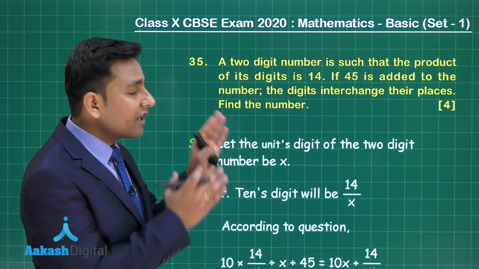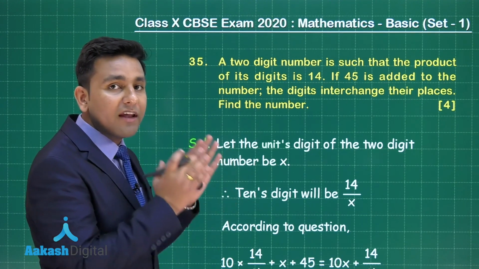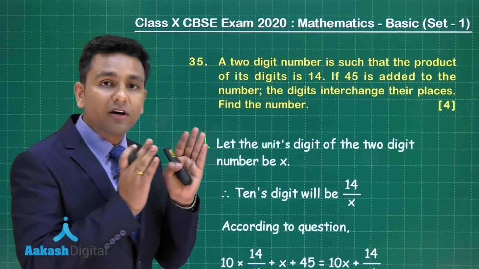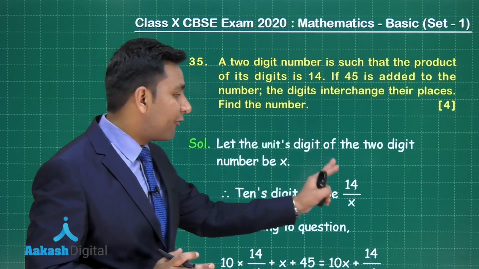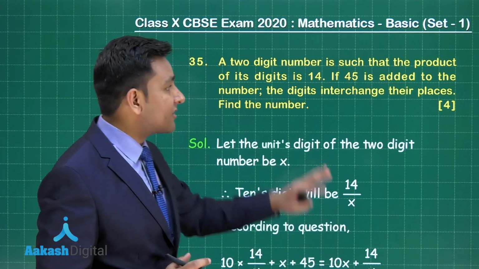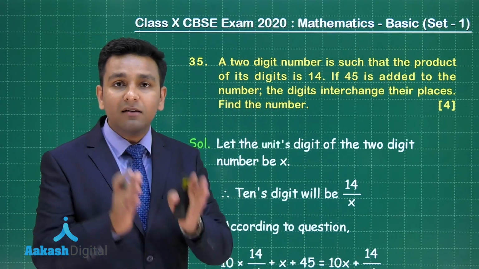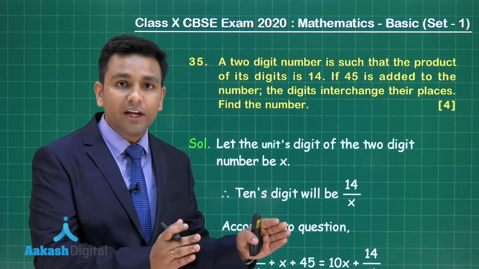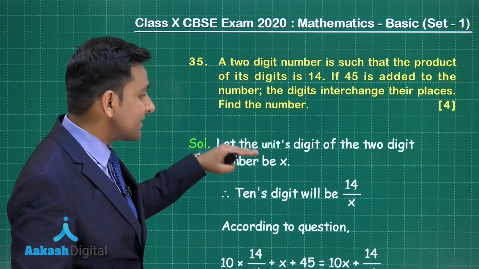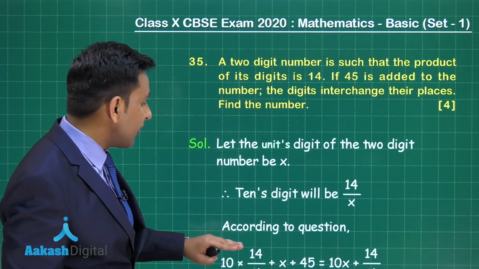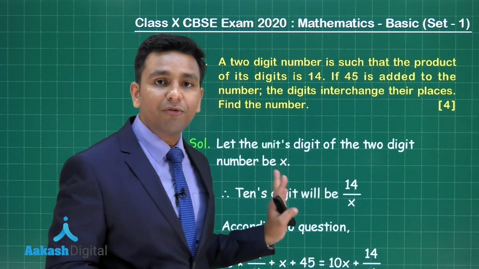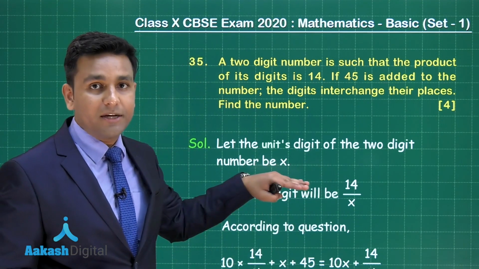And according to the given conditions in this question, the tens place of the given number will be 14 divided by x, because the product of the unit digit and tens digit of the number is 14. So on the basis of our assumption, the tens digit of the number will be 14 divided by x. This is the first step.